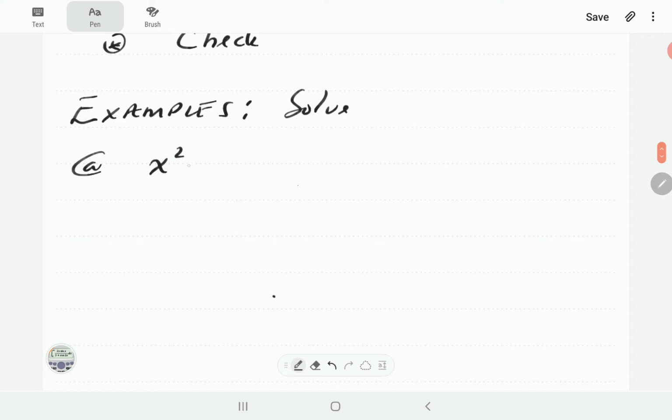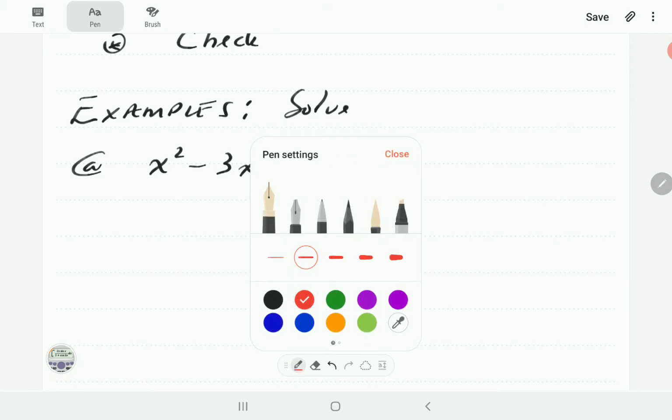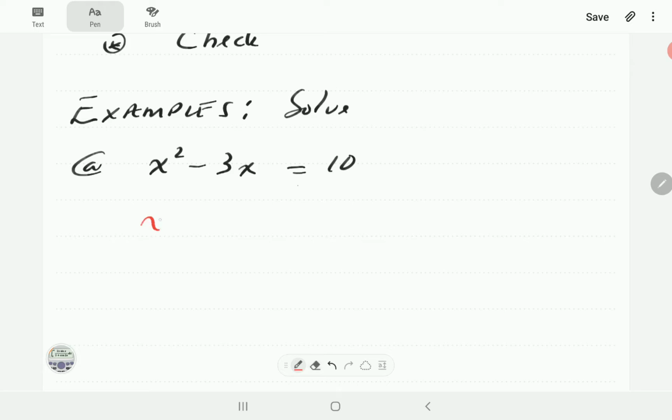Okay, suppose we have got x squared minus 3x is equal to 10. We want to solve this. So of course the first thing I want to do is bring everything to the same side. So we're going to bring 10 to the left hand side, so it's going to be x squared minus 3x minus 10. Then to factorize this, we're going to have to look for two numbers that multiply to give negative 10 and add to give negative 3.